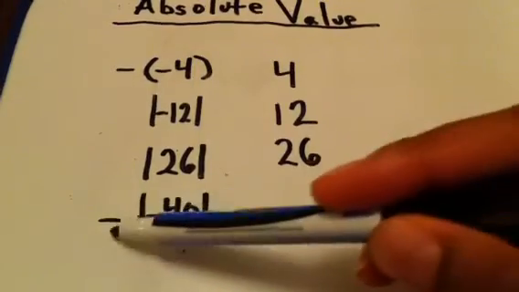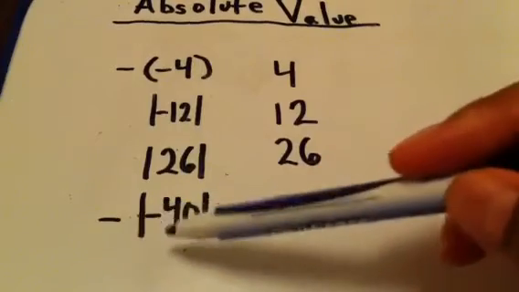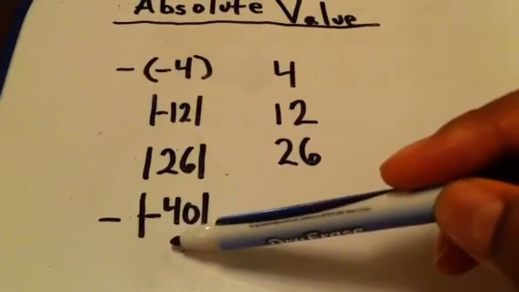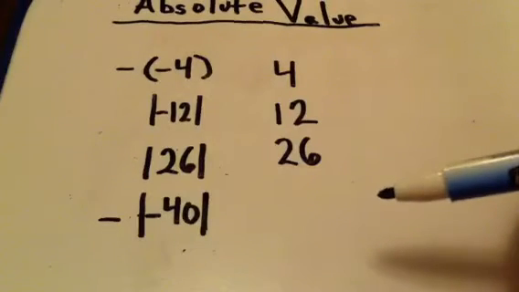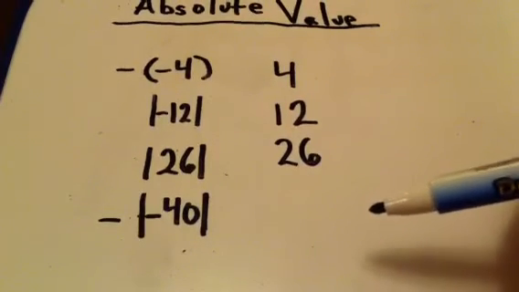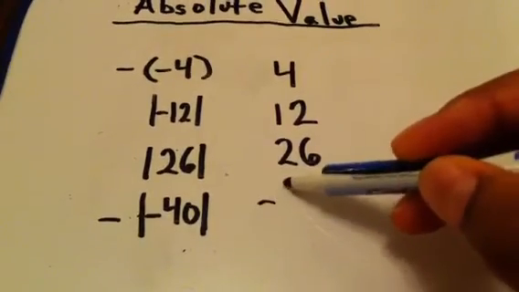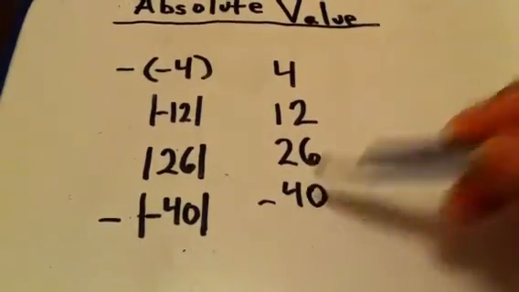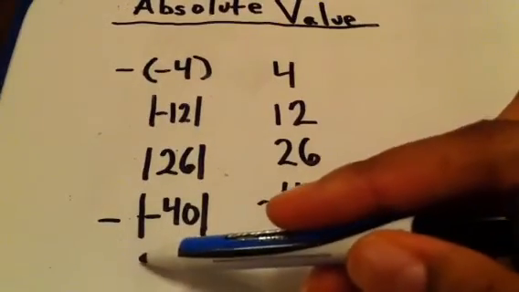Here we have, what does that mean? It means the opposite of. When we have that extra minus sign, the opposite of the absolute value of -40. Well, first of all, the absolute value of -40 is 40. And the opposite of that is -40. These get really tricky. We'll do another one of these.